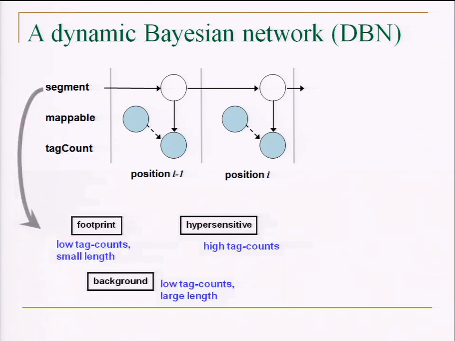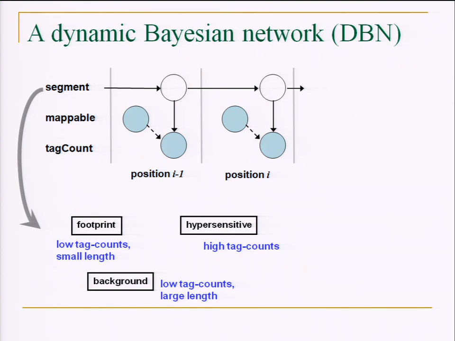The 2 key points to understand this model are, first, the hidden segment. This segment has 3 types: footprint, hypersensitive, and background. By assigning one of these to each genomic position, the DBN divides the whole genome into 3 types of segments. Footprint segments usually have a small length, background segments all have low counts and have longer length, and the hypersensitive segments just have high tag counts.